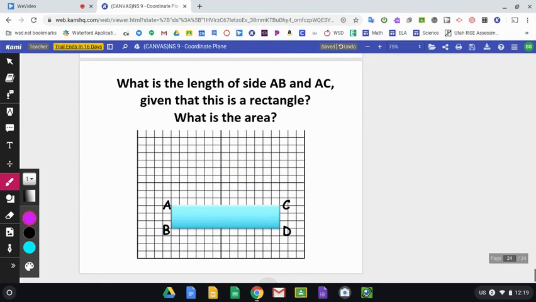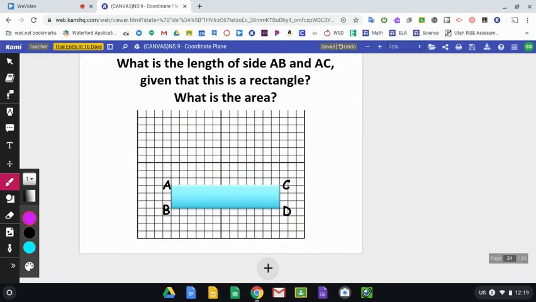I want you to try this one. See if you can find the area of this rectangle. Follow these directions up here. Go ahead and pause.